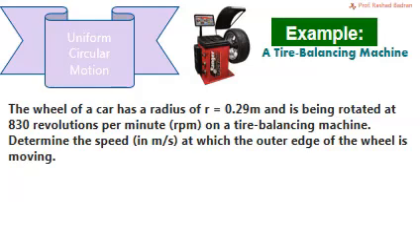We have here a wheel of a car with a radius of almost 0.3 meters, caused to rotate at 830 revolutions per minute. Now you are asked to find the speed at which the outer edge of the wheel is moving. It means you have to consider the radius from the center up to this point at the circumference.